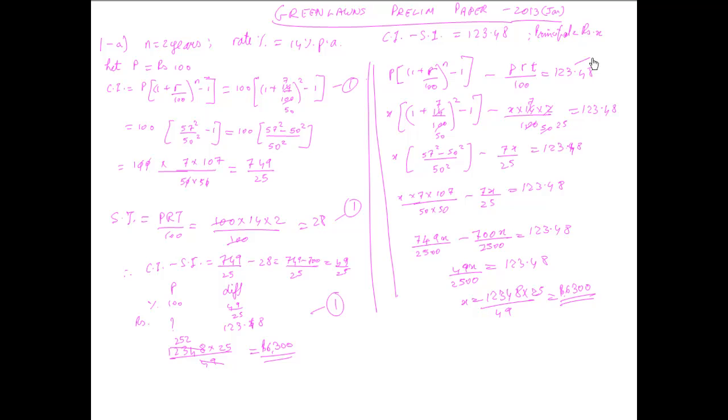So children, in this case, this would fetch you a mark. All the simplifications you've done will fetch you 1 mark, and the final answer 1 mark. If it's right, you'll get full 3 marks children.